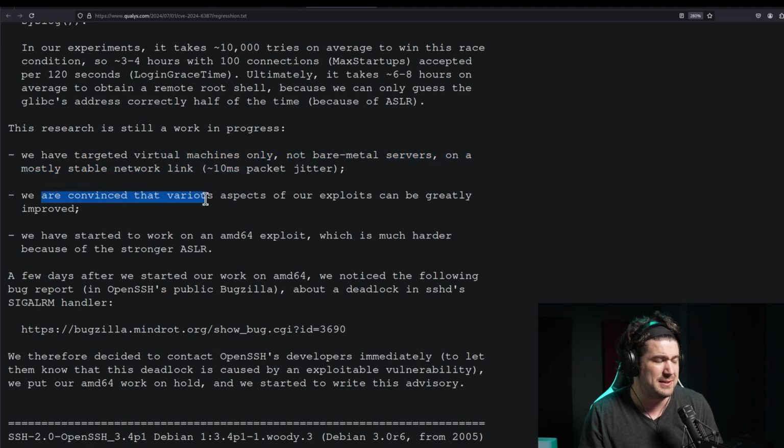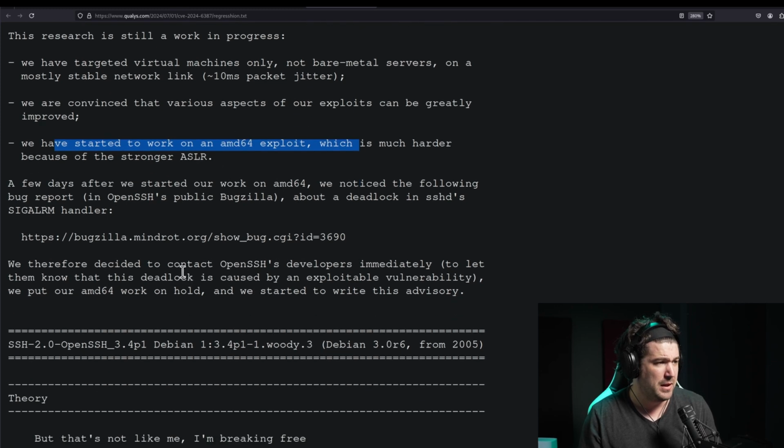All right, we have convinced that various aspects of our exploits can be greatly improved. We have started to work on an AMD64 exploit, which is much harder because of the stronger ASLR. A few days after we started to work on our AMD64, we noticed the following bug report in OpenSSH public Bugzilla about a deadlock in sshd's SIGALRM handler.